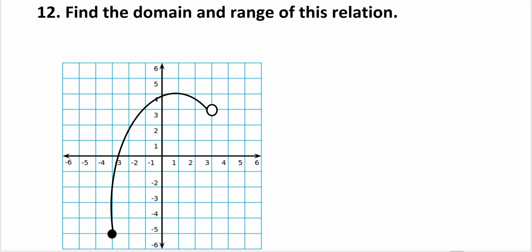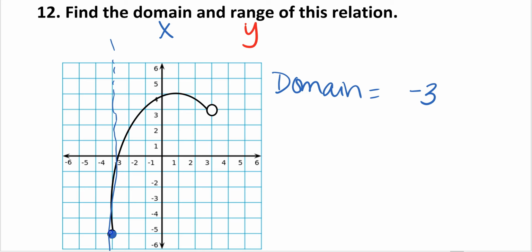So this problem, we're going to find the domain and range of this relation based on the graph. So remember, the domain refers to your x values, and the range refers to your y values. Okay? Let's focus on the domain. So the domain, we're always thinking left to right, smallest to largest. So the very left of our graph starts right here at x equals -3. And at x equals -3, we have a closed circle. So the domain is going to start at -3, and because it's a closed circle, we do include -3, so it's going to be a bracket.